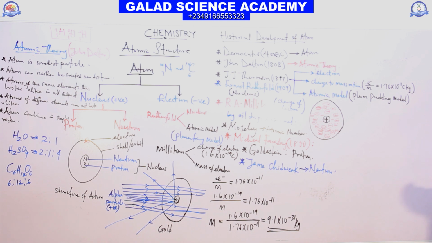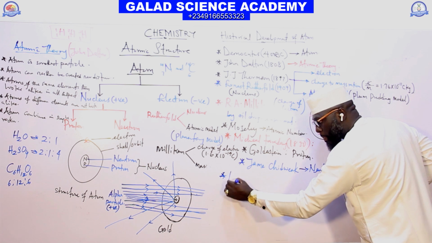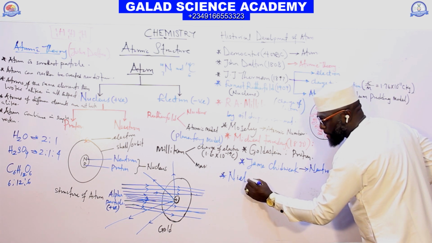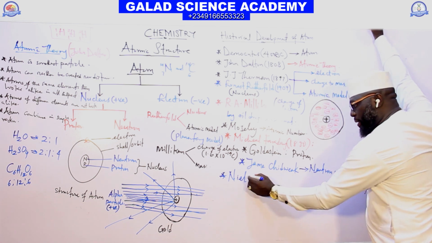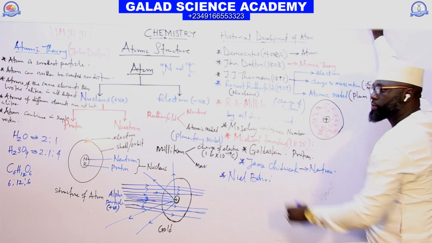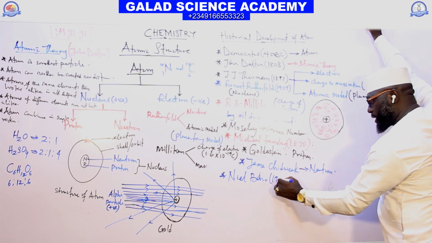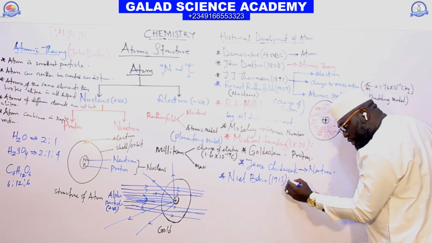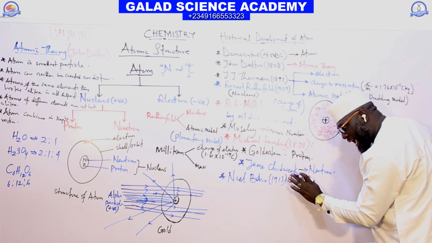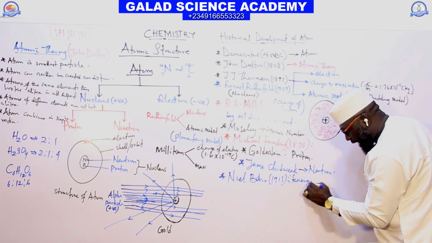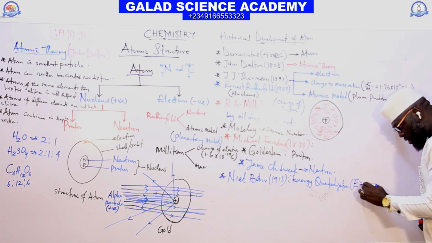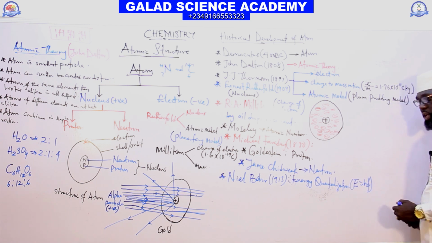So the next scientist we need to look at is Niels Bohr. His discovery was in 1913. His contribution is that he introduced energy quantization of an atom, which is E equals hf, where h is the Planck constant and f is the frequency.